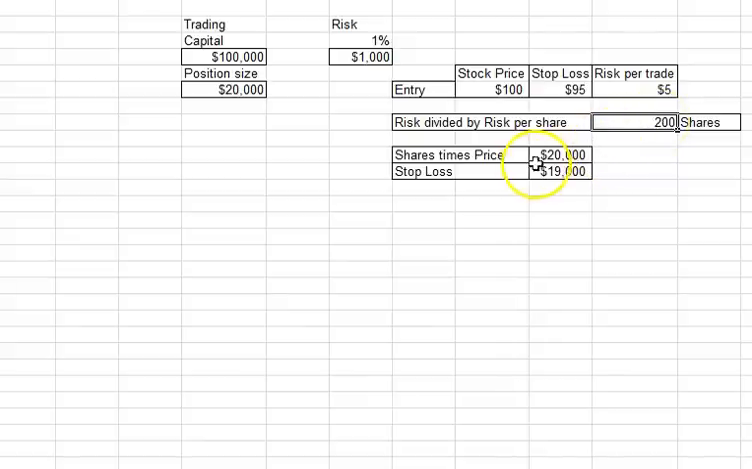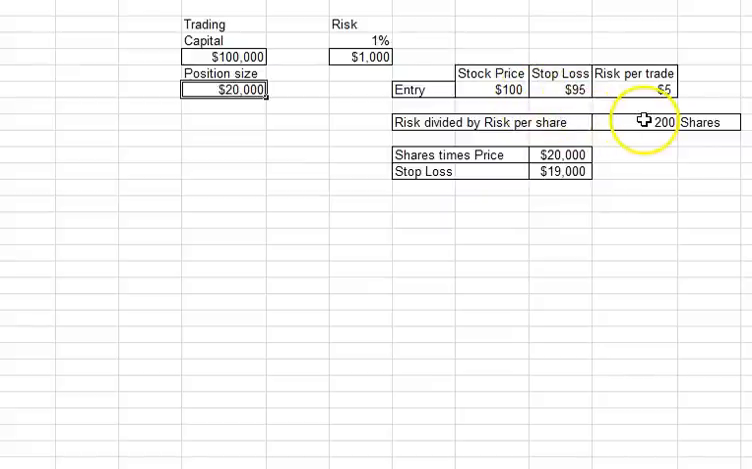Your position size is your shares times your price. So you've got 200 shares in increments of $5 risk. You have 200 shares at risk, so you multiply your shares times your stock price to get your position size. So 200 shares times $100 a share is $20,000. That is your position size, which is 20% of your total trading capital.